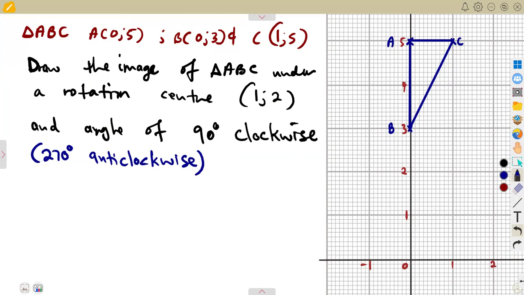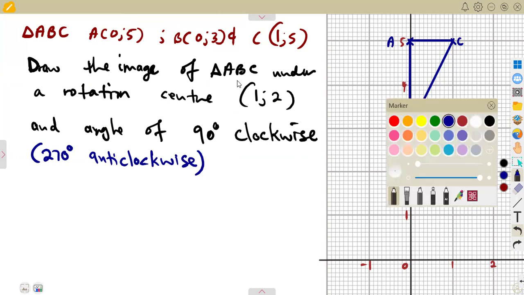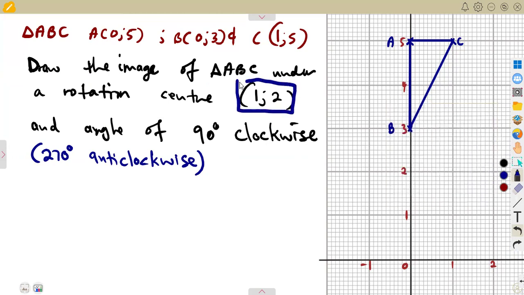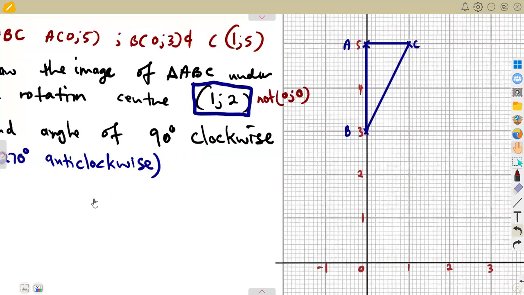But the center here, this is my major issue. The center is not 0, 0, as you can see. For the center where it is 0, 0, if you just want to do a practice, then you give me the answers. Let me just give you a practice to do when the center is 0, 0.